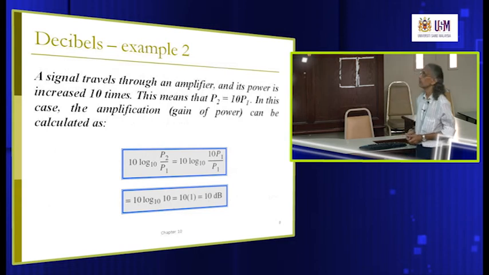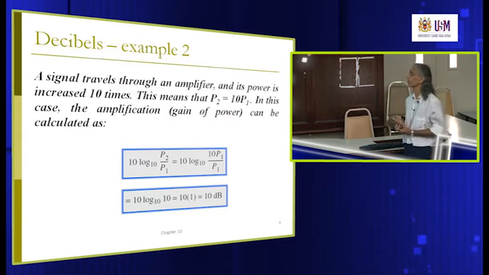Another example: a signal travels to an amplifier and its power is now increased 10 times. So what is the difference, what is the attenuation now? P2 is now 10 times P1. So in this case, the value is a positive 10 decibels. The signal strength after the amplifier has increased 10 times. So the decibel gives you a very good measurement of whether and by how much the signal strength has reduced or increased.